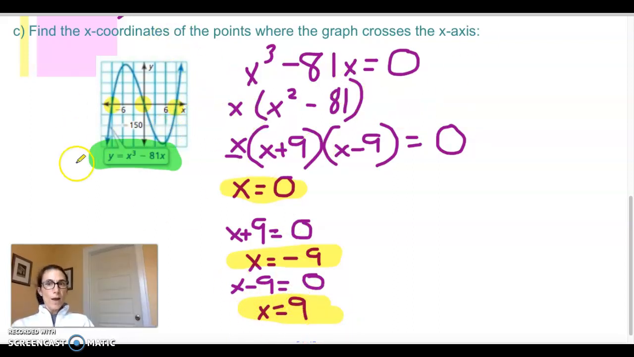So if you're given the graph and you're asked to find the x coordinates of the points where the graph crosses the x-axis, basically you just set that original equation equal to 0, factor it, and solve each of those factors by setting it equal to 0.